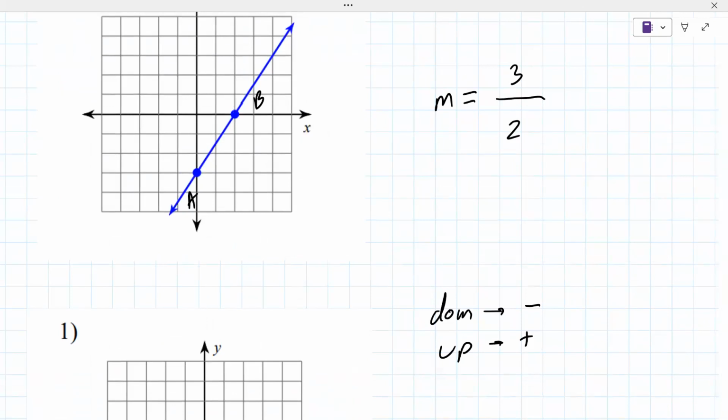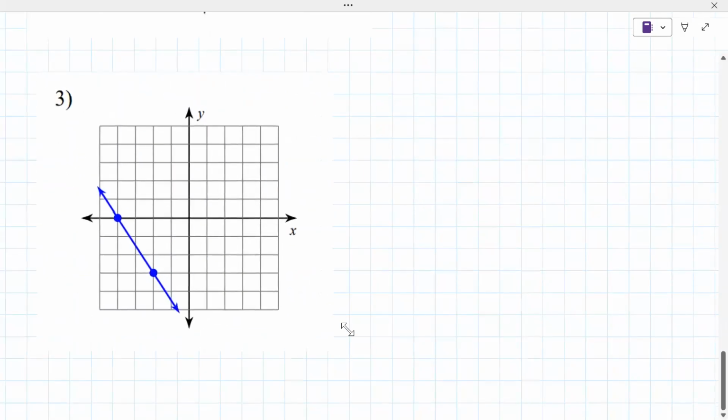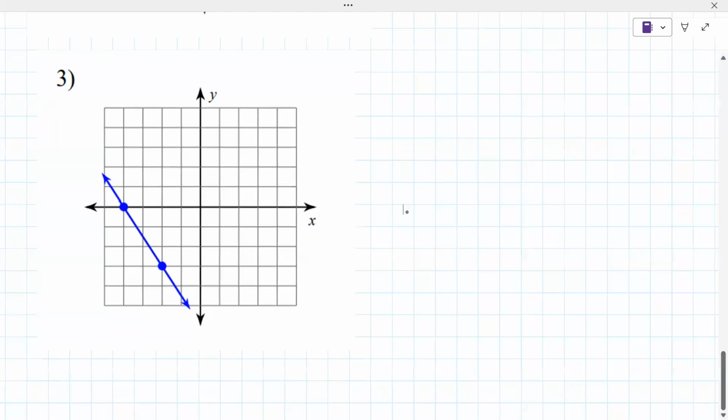Okay. All right. Let me give you an example to try here. Problem to try on your own. All right, here we go. I want you to calculate the slope here for me, please.